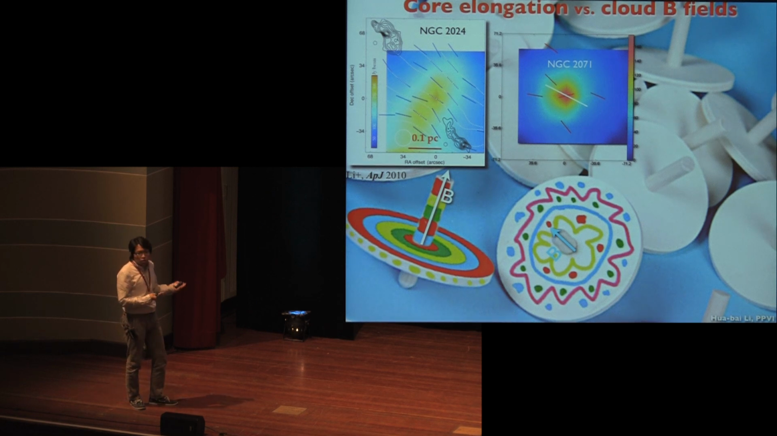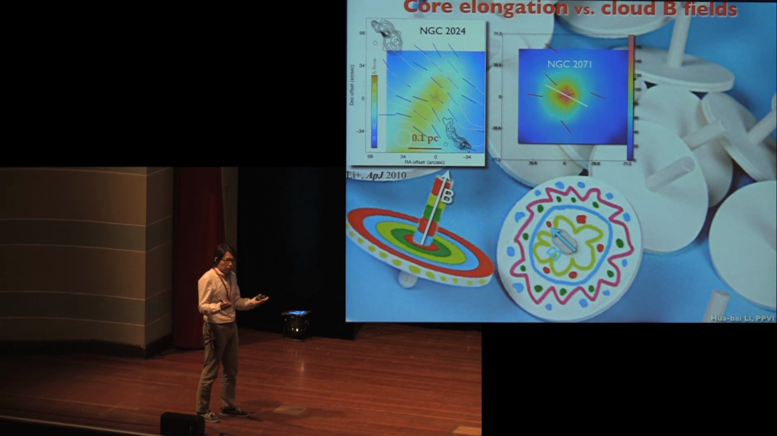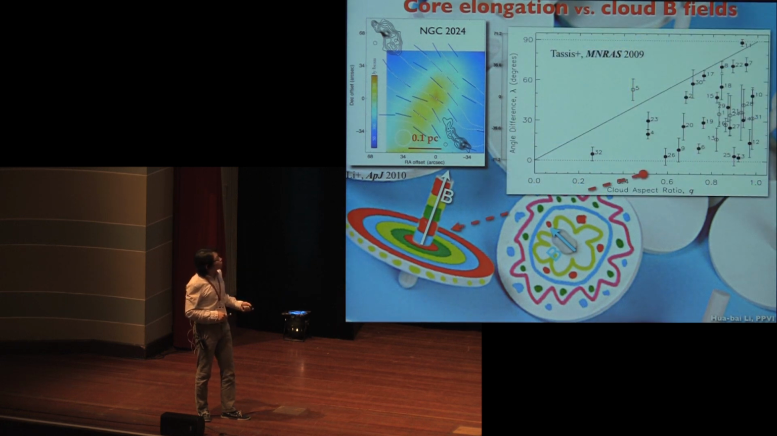But if this is indeed true, then you should expect the alignment between the short axis and the B field to increase with the projection elongation, right? The more elongated the projection, the more alignment you should find. And they studied about 30 cloud cores and claim that they indeed see this kind of tendency.